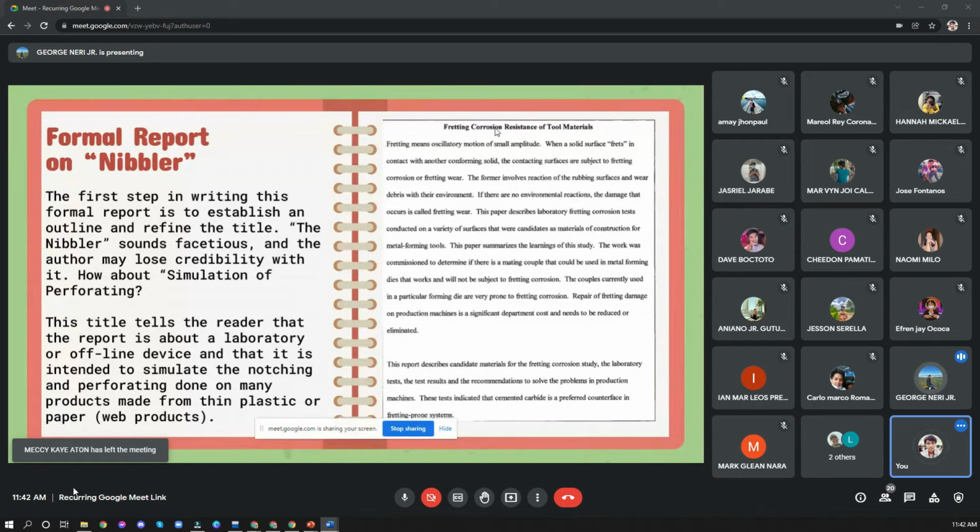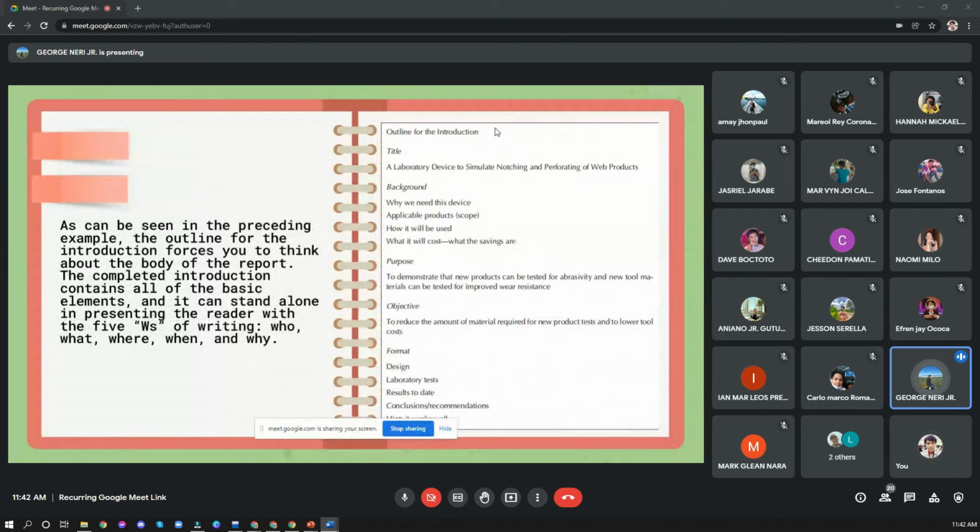So next is, as can be seen in the preceding example, the outline for the introduction versus the body of the report. The completed introduction contains all of the basic elements and it can stand alone in presenting the reader with the 5 Ws of writing: who, what, where, when, and why.